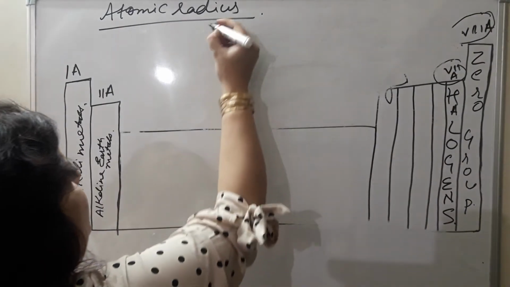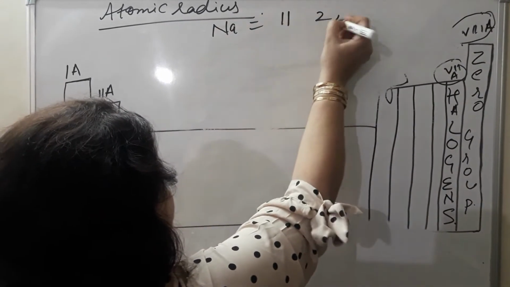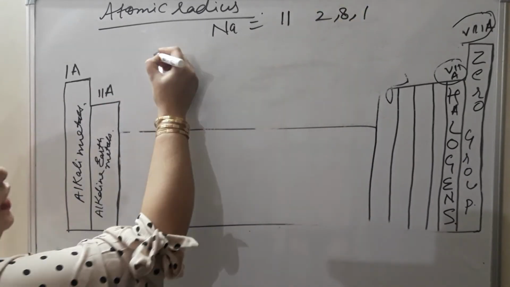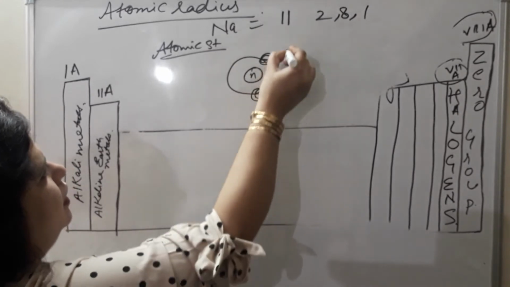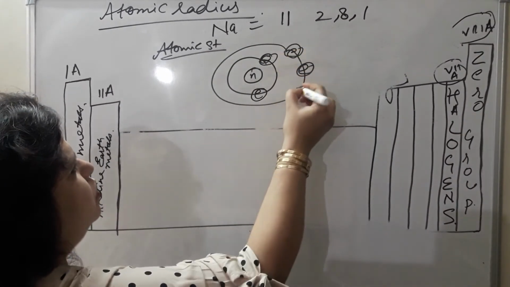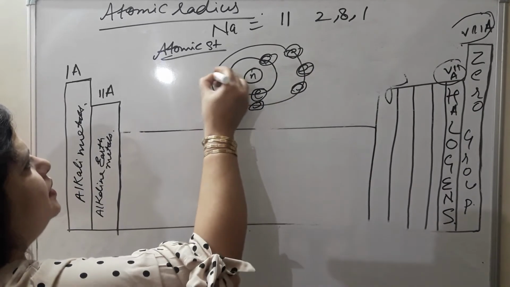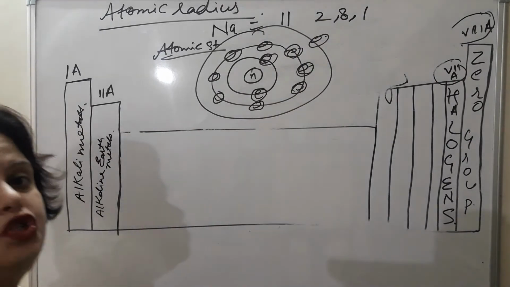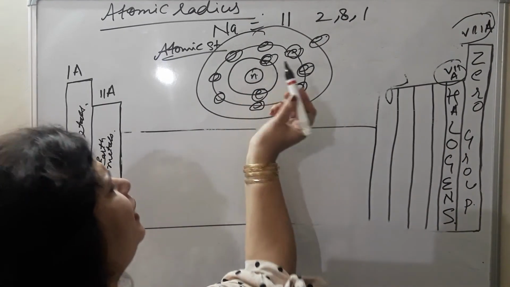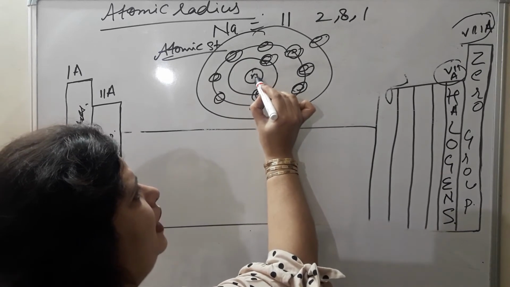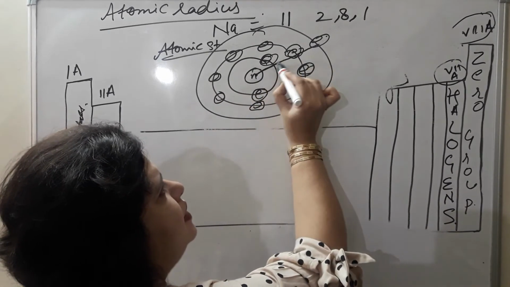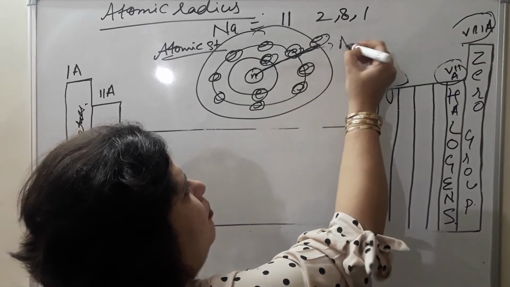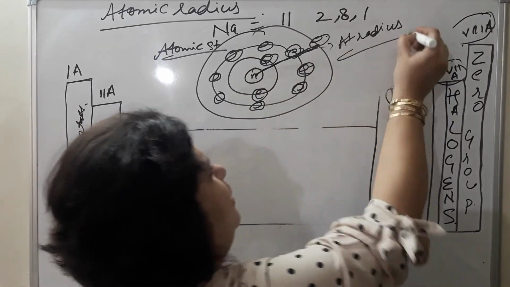For example, see here, if I take sodium, atomic number 11, this is the configuration. If I draw its atomic structure, how will I draw it? This is the nucleus. First shell, how many electrons? 2. Second shell, how many electrons? 1, 2, 3, 4, 5, 6, 7, 8. Third shell, how many electrons? 1. So the distance from the center of the nucleus to the outermost shell is known as atomic radius. This we call atomic radius.